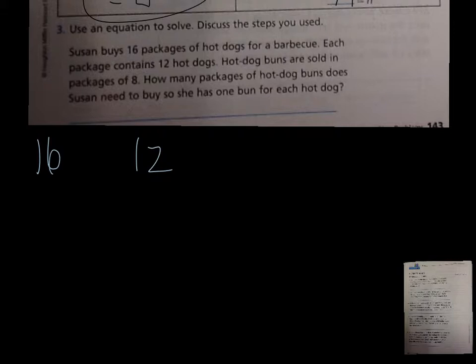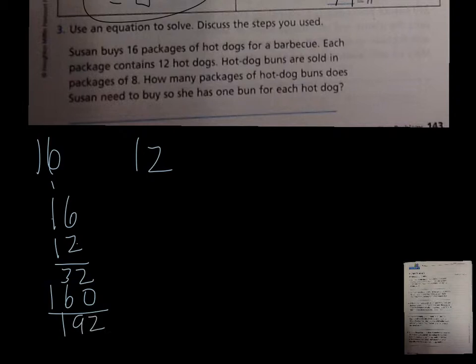All right, so the first thing you need to do is take 16 and multiply it by 12. Okay, 6 times 2 is 12, put down the 2 and carry the 1. 6 times 1 is 6, plus 1 gives you 192. So there are 192 hot dogs right now.